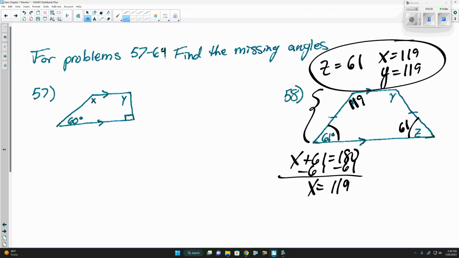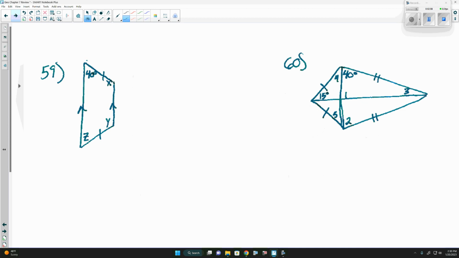Any other questions on 57 or 58? Because if it's not isosceles like 57, then the base angles aren't congruent. But the non-base angles will still add up to be 180. Questions on 59 or 60?